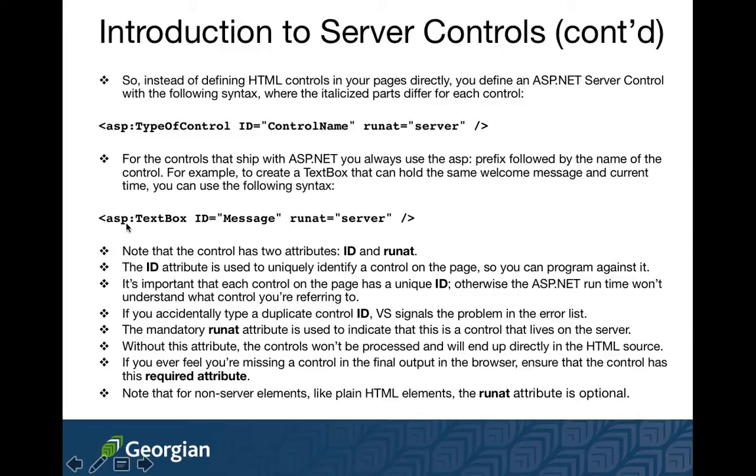So asp:TextBox ID is a message. This is the kind of message that we're getting, and the run at where? The server. ID message, it's a message text box. ID is almost like the variable name, right? Whatever it's called, that we can reference later on the C# side, on the code behind file, right?